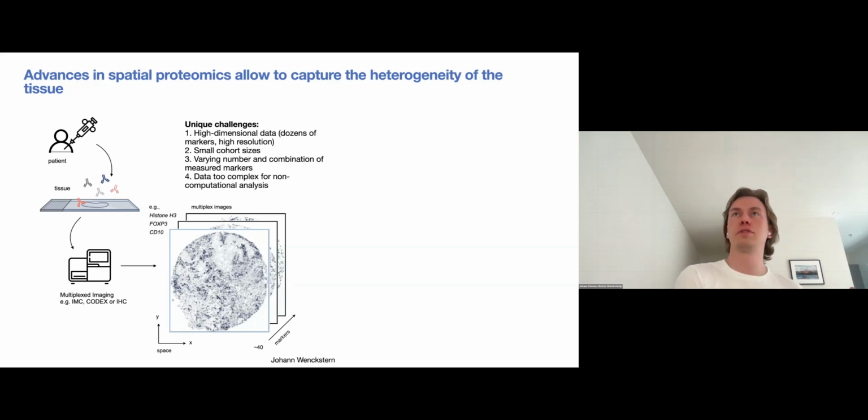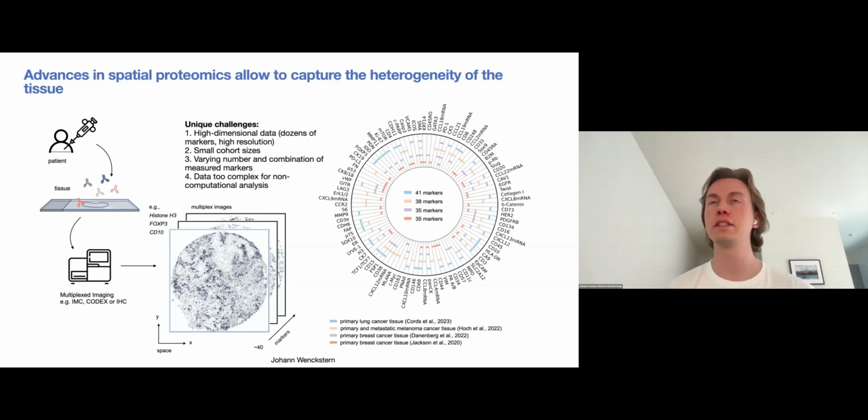So one cohort, study A, measures 40 markers, and the next study, depending on the specific target objective of what they want to find out, might measure another 40 markers, but only partially overlapping. You see this, for instance, here on the right side, where we show the marker panels of 4 studies and datasets we considered in our project, namely one lung cancer dataset, a melanoma dataset, and 2 breast cancer datasets.